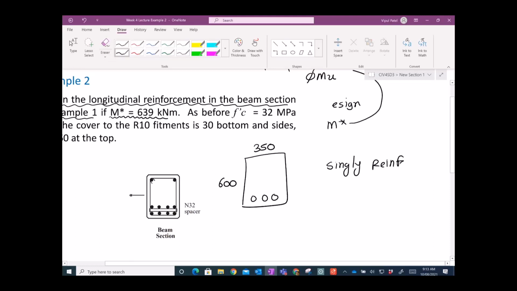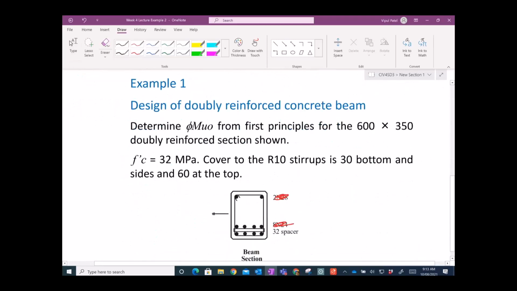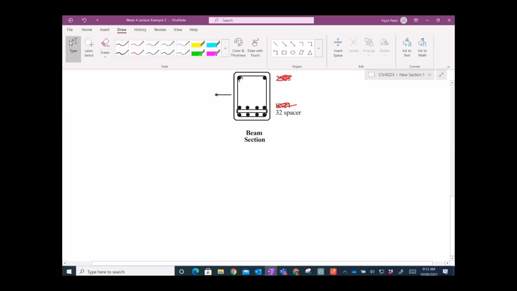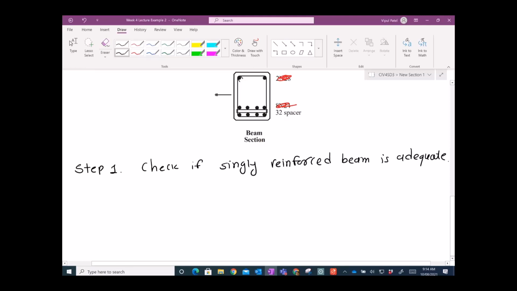Singly reinforced always. You need to make checks because we want to do the singly reinforced, right? Eventually we don't want to go doubly reinforced because it is expensive. So we want to check whether singly reinforced is going to work or not. So first of all, step number 1, check if the singly reinforced beam is adequate. If it is adequate, then we don't need to worry about it, right? So let's say φMu for singly reinforced.